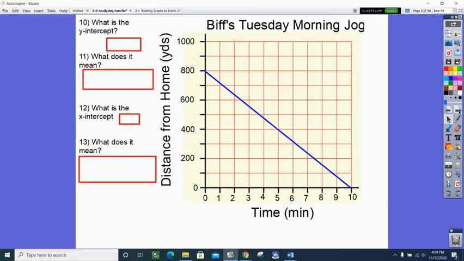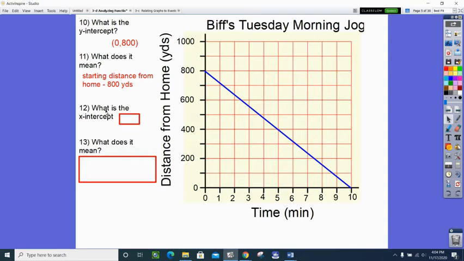All right, it's Tuesday, Biff. Wake up. So now what is Biff doing? Start off with what is the y-intercept? Did you put 800 yards or (0, 800)? 800 is the point, the coordinates. What does it mean in terms of Biff? His starting distance from home was 800 yards, so he's already away from home, 800 yards away from home.